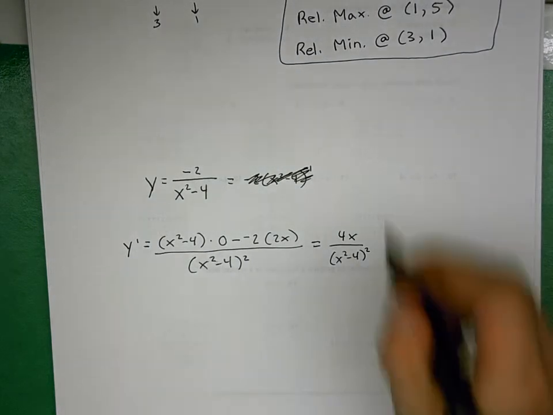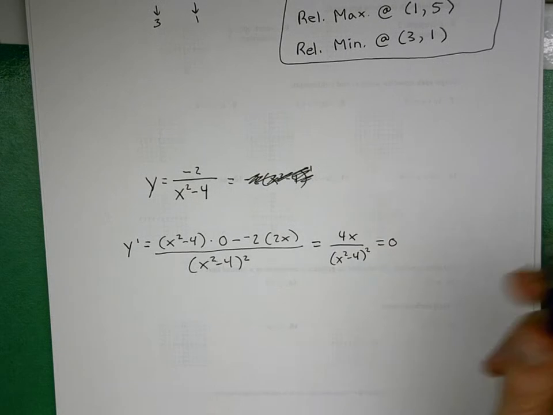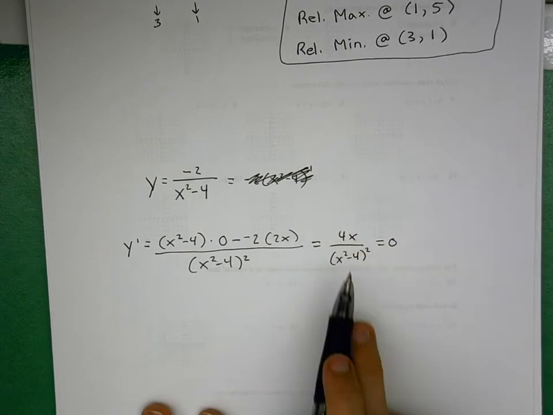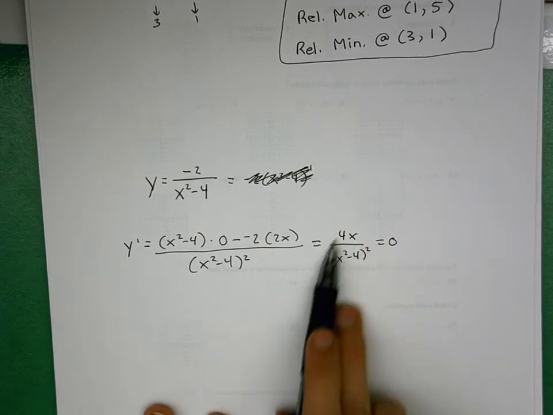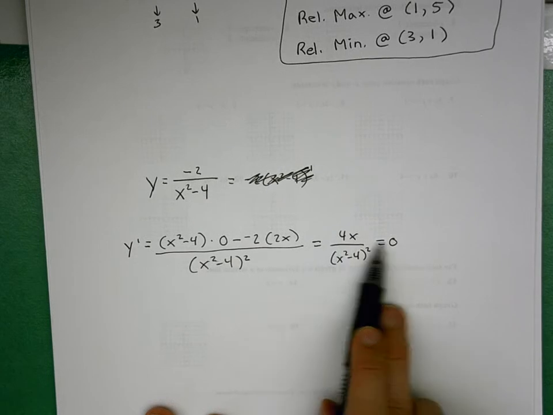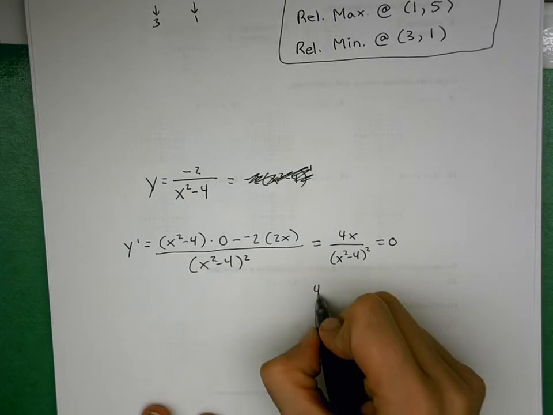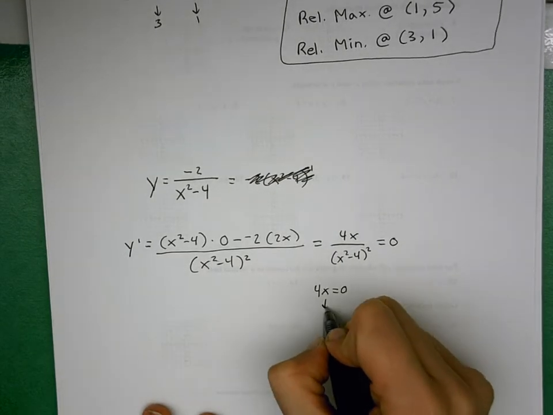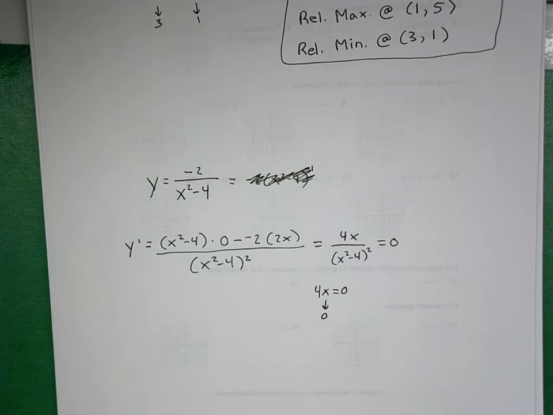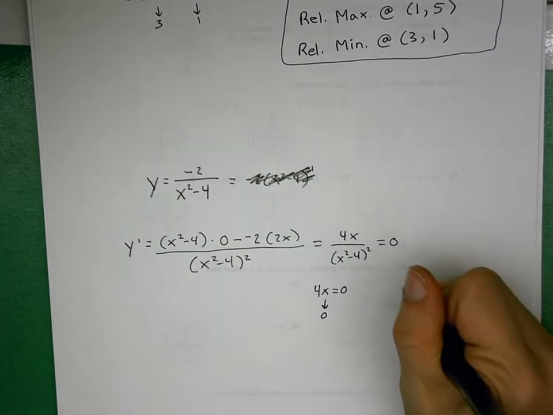Okay? So the question is, where are my critical numbers? So there's only one place where this fraction is going to equal 0, right? That one location is going to be at 0. What makes my numerator equal 0? But one thing you want to consider are those denominator equaling zeros.